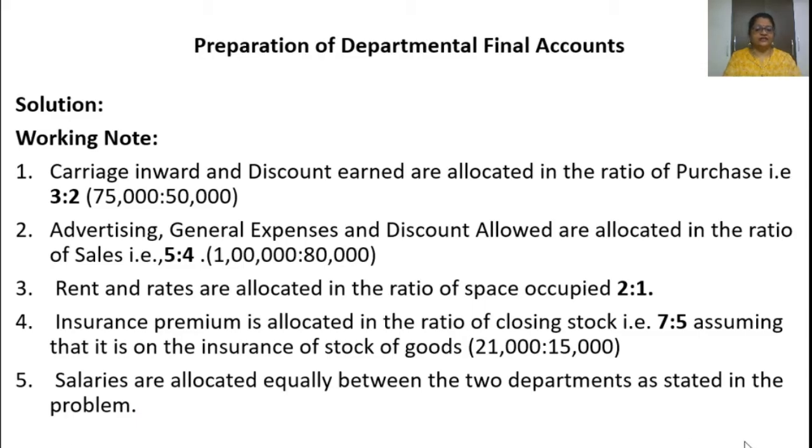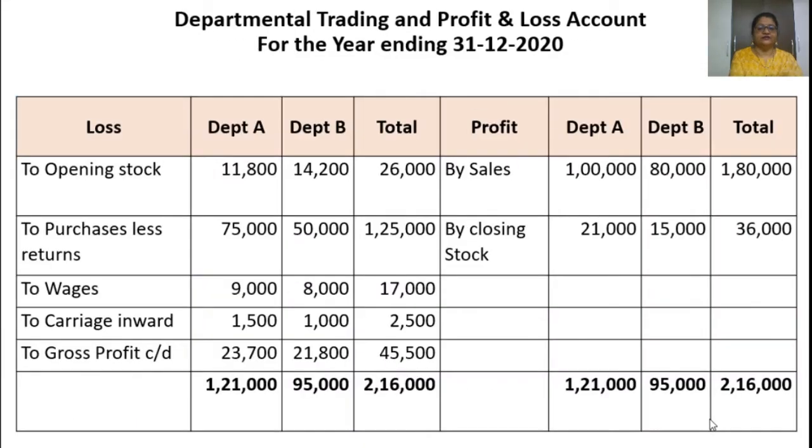Now let us see how the trading and profit and loss account is done. It is done in columnar form. It is the departmental trading and profit and loss account for the year ending 31/12/2020. This side is considered as loss, this side as profit. Opening stock of Department A 11,800, B 14,200, total 26,000.